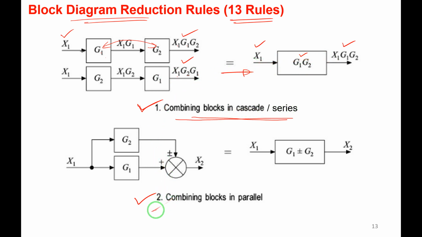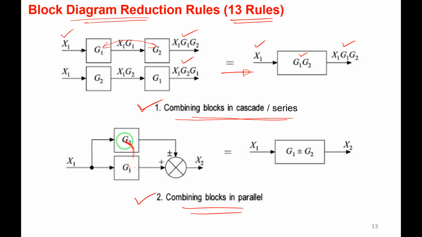Then coming to rule number 2, combining blocks in parallel. Observe here, G1 and G2 are not in series. Earlier they were in series, here they are in parallel. G1 goes and gets added to the summing point, and the G2 signal also goes in and gets added to the summing point. If the blocks are in this arrangement, then G1 and G2 are said to be in parallel, right?